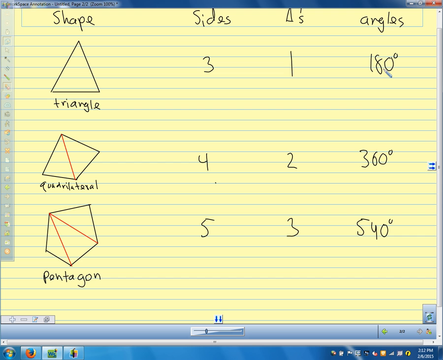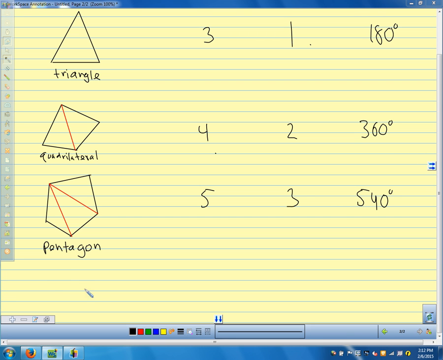Multiplying by 180, right? 1 times 180 is 180. 2 times 180 is 360. 3 times 180 is 540. What if we had what we call an n-gon? That just means n sides. How many triangles would it have?